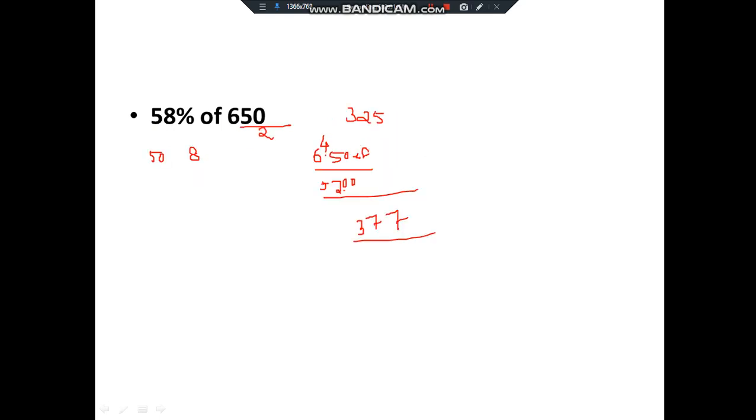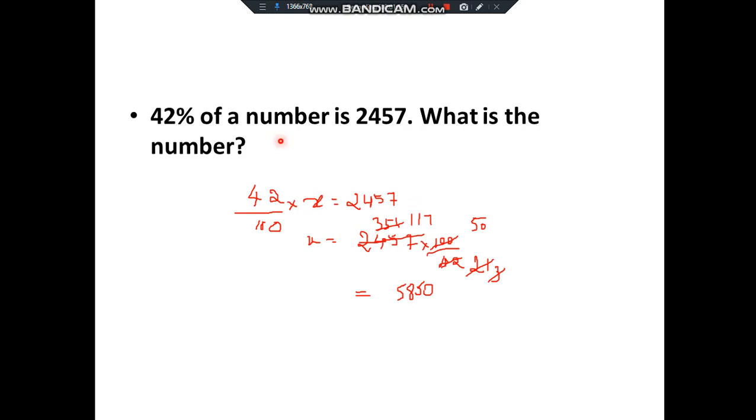Next question, see, 42 percentage of a number is 2457. What is the number? So we have to find the number. So 42 by 100 into x is equal to 2457. Okay. Now find x.